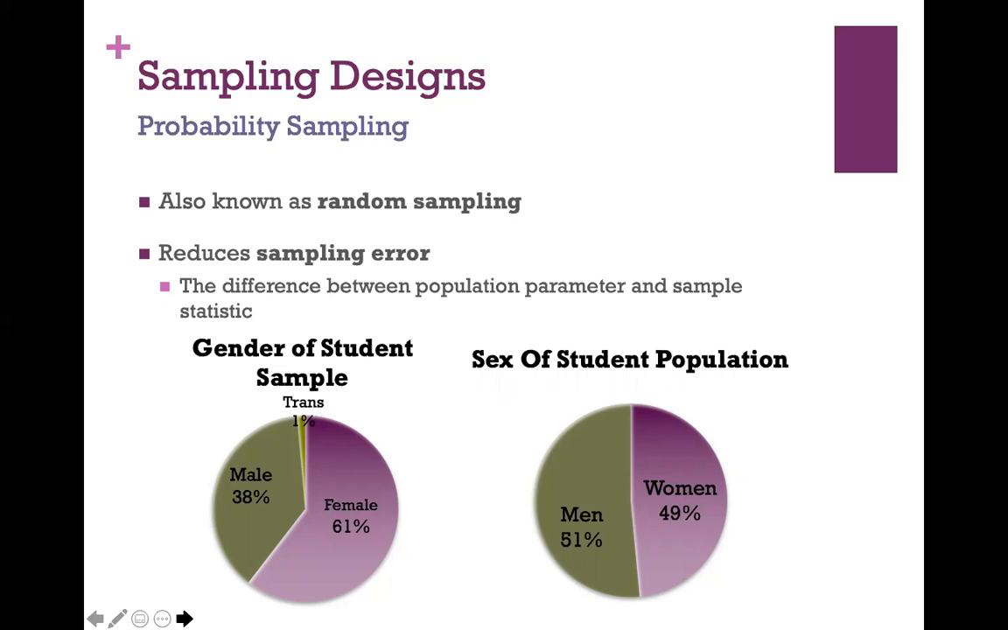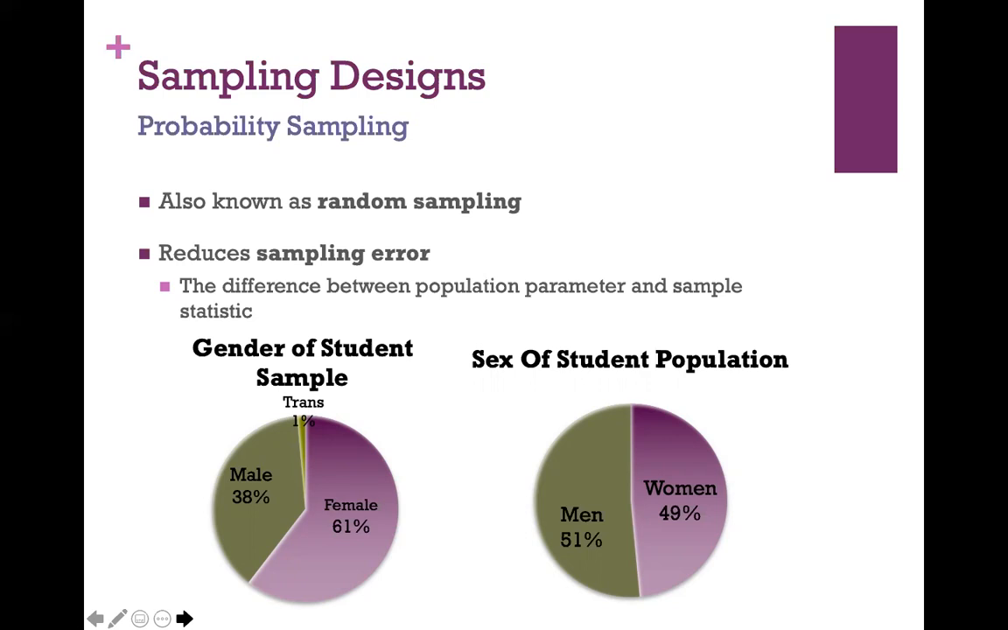So in other words, who is in our sample versus who is in the total population, and how close do these match? These two pie charts I have here are an example from my dissertation. I randomly sampled from Ohio State undergraduate students. Through Ohio State, the registrar's office will provide a random sample of all students, and then I can sample from that. Here we have the gender of my student sample compared to the reported sex of the entire student population at Ohio State.